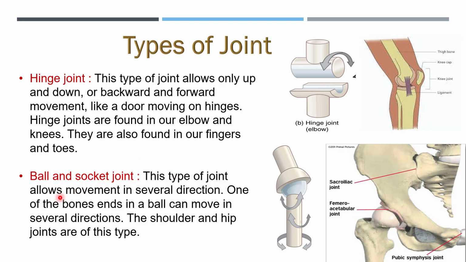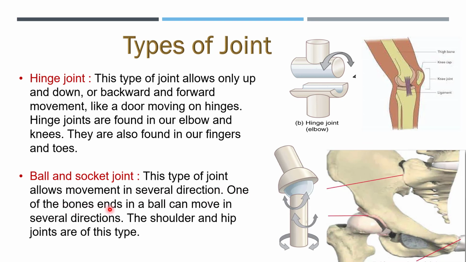This type of joint allows movement in several directions. One of the bones ends in a ball that can move in several directions. The shoulder and hip joints are of this type. As you can see in this image, the ball has a cap-like structure which allows the ball to move in several directions. And this is the image of our hip bones where ball and socket joints are present, that is between our hip bone and leg bones.